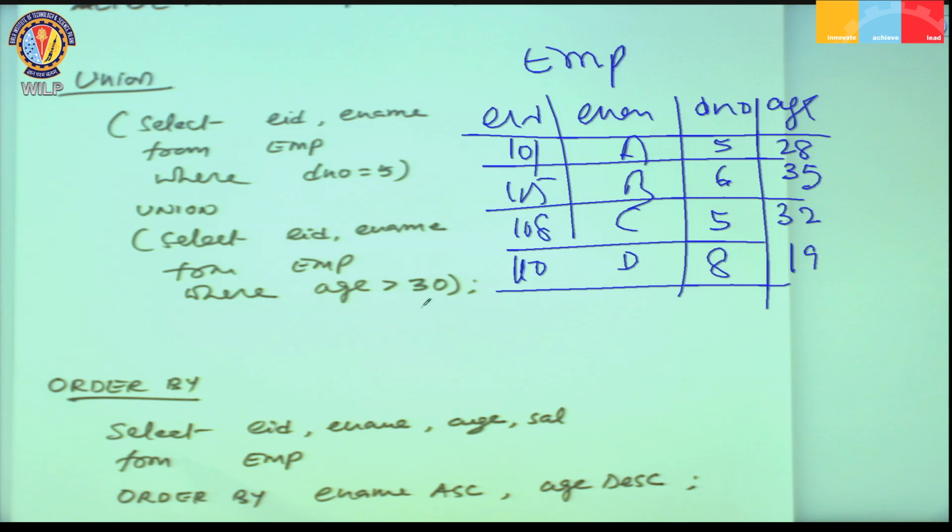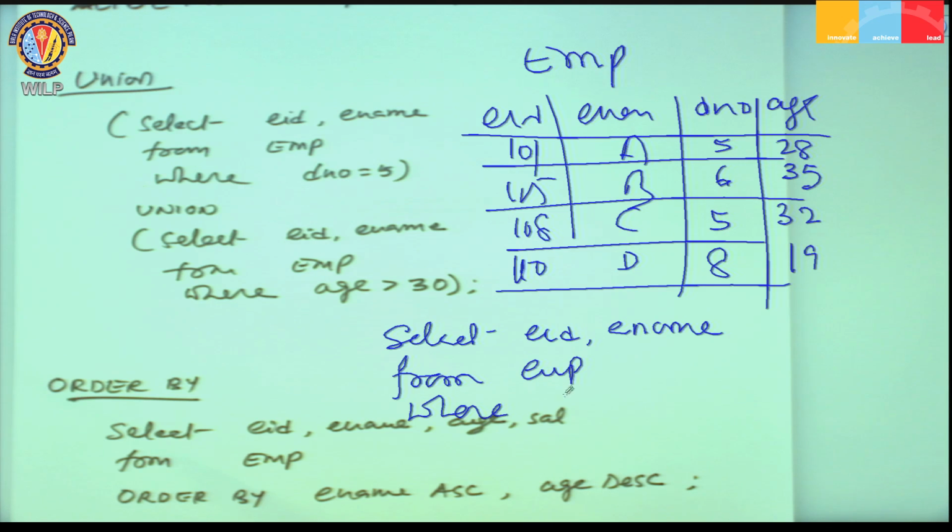at the same time, whose age is greater than 30. I can write it in one way like this: select EID, ename from employee where DNO is equal to 5, that is the first condition that needs to be satisfied, and age is greater than 30, put a semicolon.